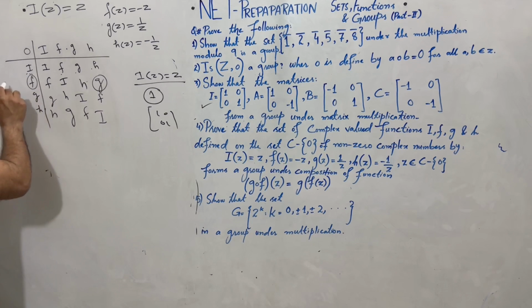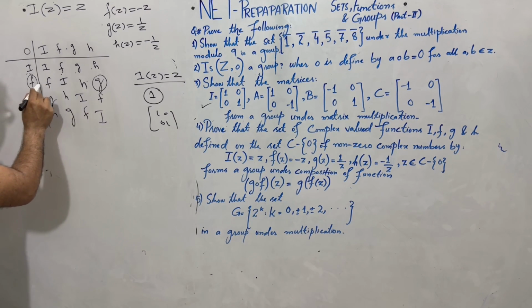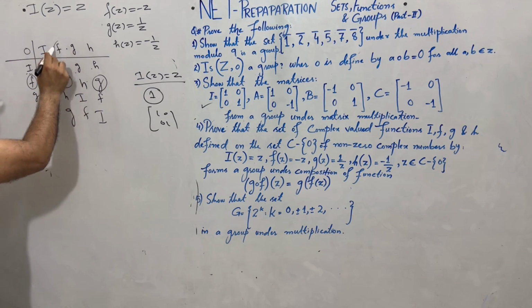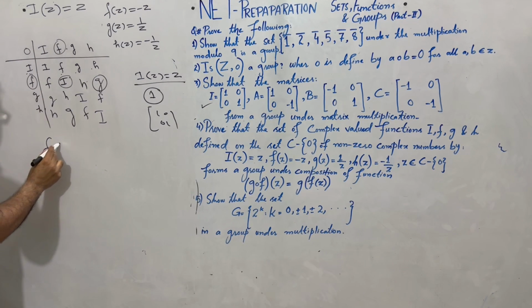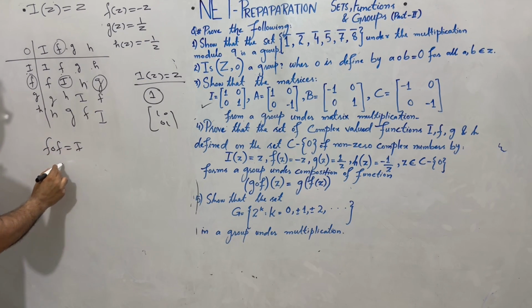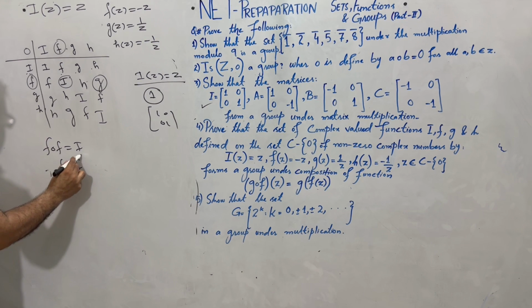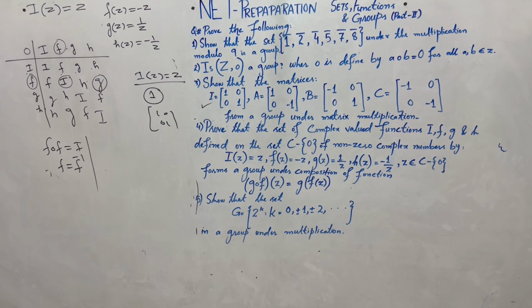Here comes F, keep on moving horizontally, that's I. It shows that F times F, we will get I. It shows that F is the inverse of itself. It's self-inverse.